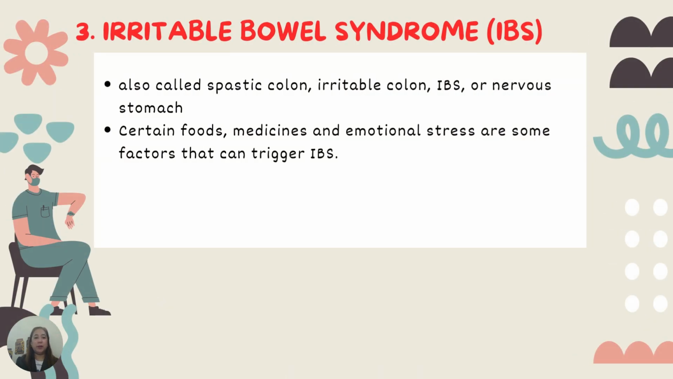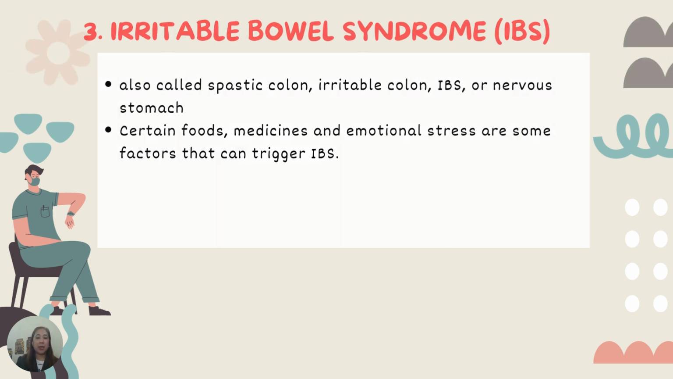The next example is the irritable bowel syndrome or the IBS. This is also called the spastic colon or the irritable colon or the nervous stomach. This is an example of functional disorder where your intestinal muscle contract more or less often than normal. There are certain foods, medication, emotional stress are some factors that can trigger IBS.